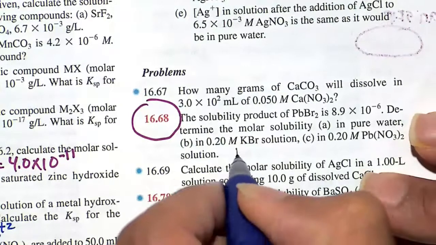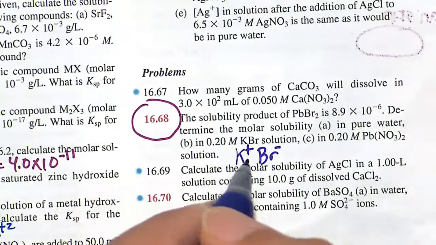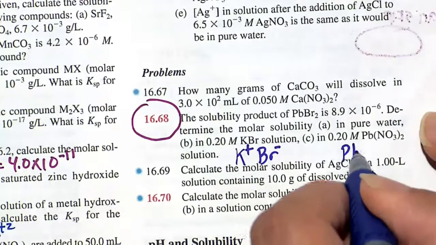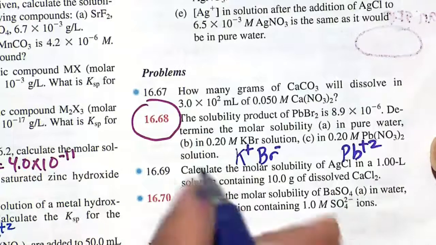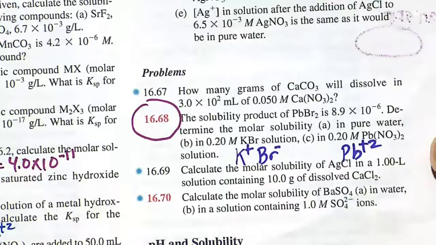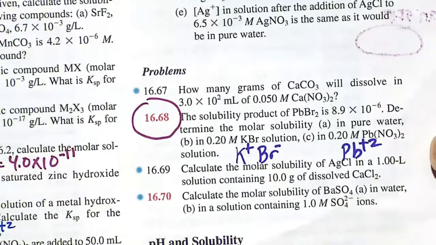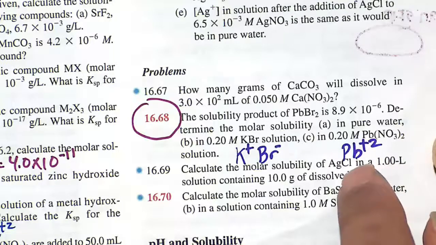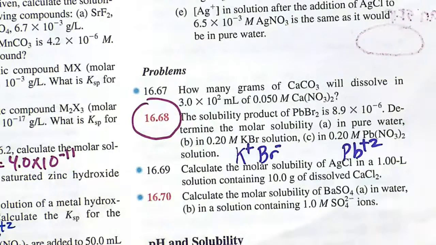This is nothing more than potassium ion and bromide ion because it's soluble in water. And then finally, we'll do it in part C in the presence of lead 2 nitrate. Remember, all nitrates are soluble, so this is nothing more than lead plus 2 and nitrate. So the common ion here in part B is Br minus, whereas the common ion in part C is lead plus 2. So how will that influence the KSP reaction of lead 2 bromide?